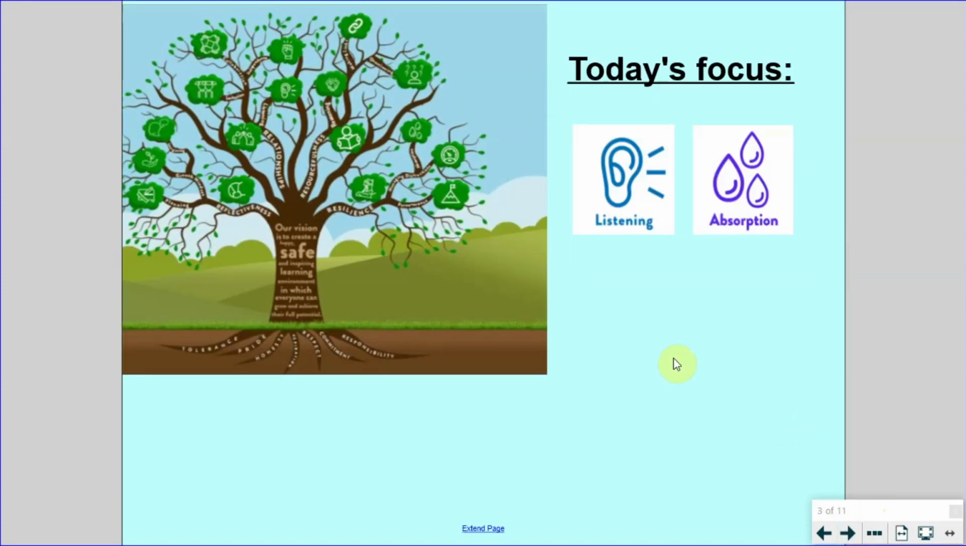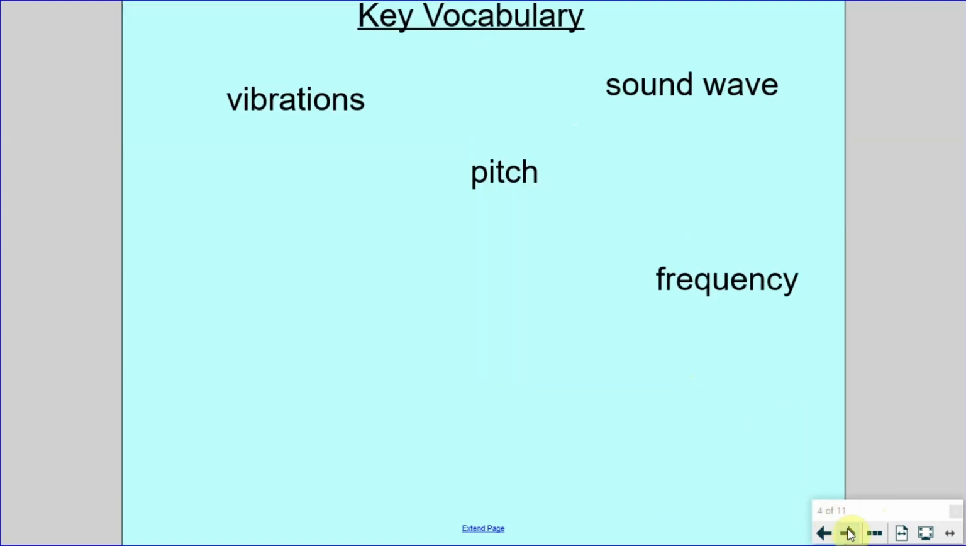We're going to need these learning foci, being really absorbed and listening brilliantly. Here's our key vocabulary. We've covered them all already. So it's vibrations, sound wave, pitch and frequency. And if you weren't quite sure in your total recall, the frequency is how close together, how often the sound waves happen. And of course, the higher the frequency, so the more often the sound waves occur, the more vibrations there are, the higher the pitch.